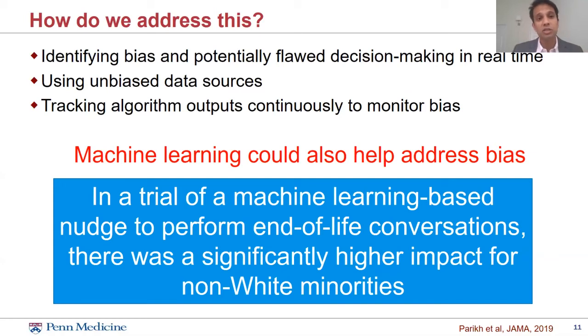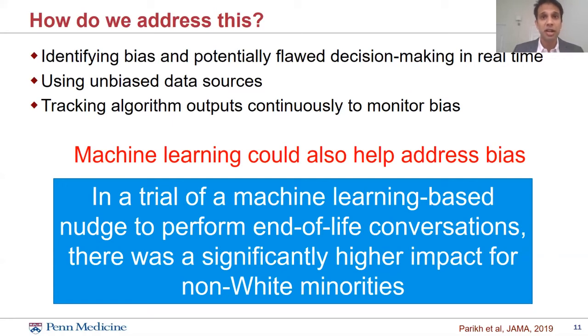And three, we can track algorithm outputs from our machine learning algorithms continuously to monitor for the potential of bias, since sometimes it's difficult to anticipate it. I'll just leave you with a closing thought, is that we've focused a lot on why machine learning might be biased. And certainly the algorithms themselves could be biased. But the way that we apply it could be used to help address bias.